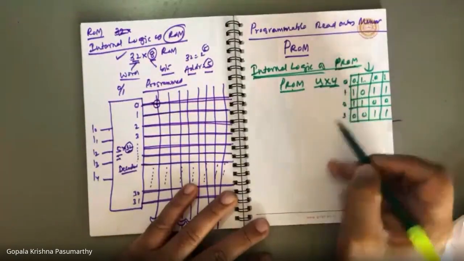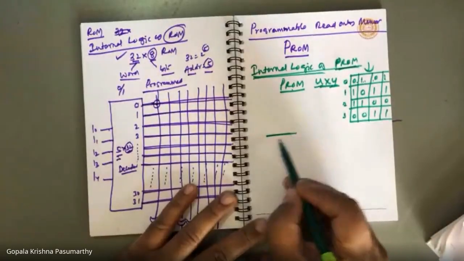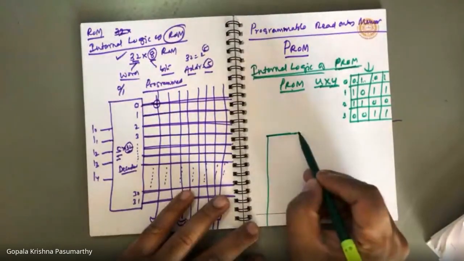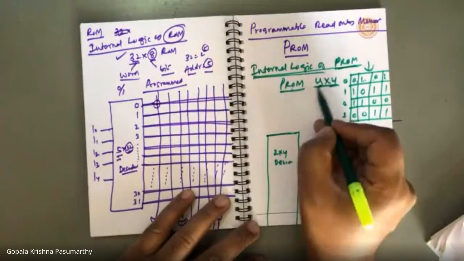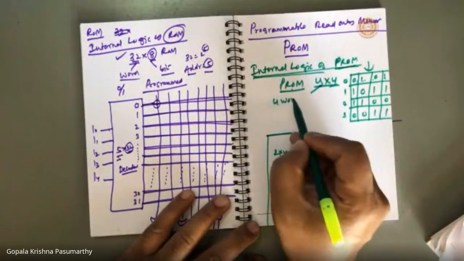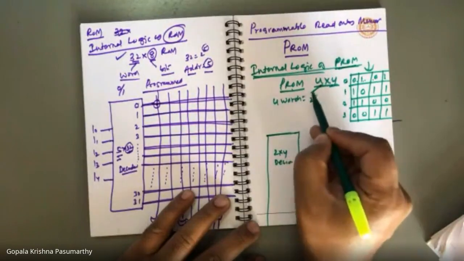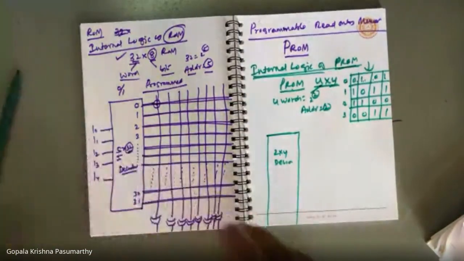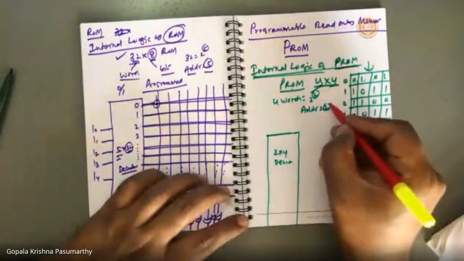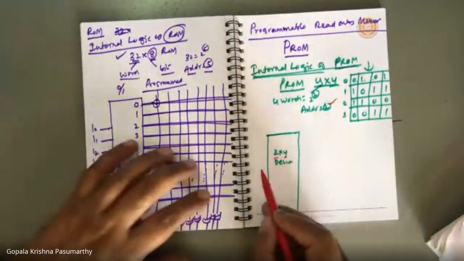See how many words? 4 words. So take a 2 by 4 decoder. See how many words? 4 words. Number of words is equal to 4, which is 2 squared, so the address is how much? 2 bits. Since the address is 2 bits, I want to take a 2 by 4 decoder.